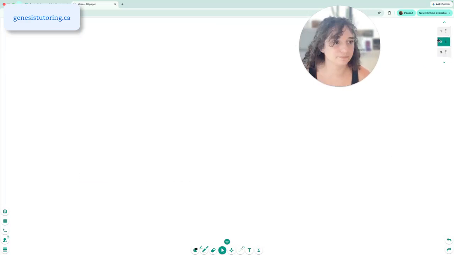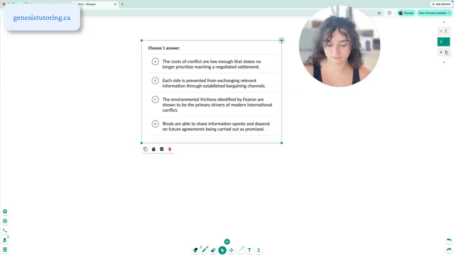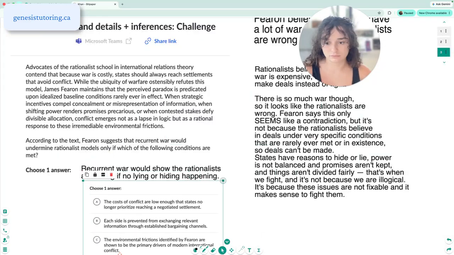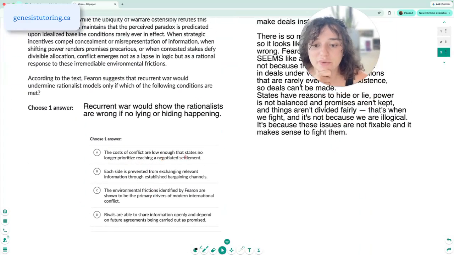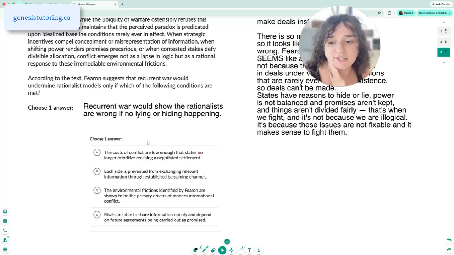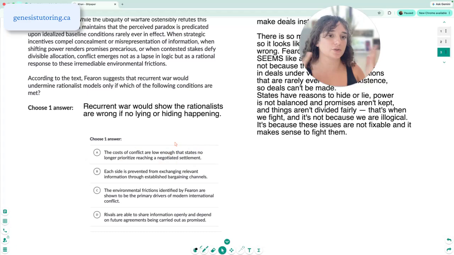Let's look for that. The costs of conflict are low enough that states no longer prioritize reaching a negotiated settlement. Okay, I'm looking for no lying or hiding. That doesn't really capture it. I might go back to it, but it doesn't scream no lying or hiding to me. If all of them seem wrong or all of them seem right, or maybes, I'm going to go back, but it doesn't say no lying or hiding. Each side is prevented from exchanging relevant information through established bargaining channels. That seems like hiding. I'm looking for no hiding, no lying.